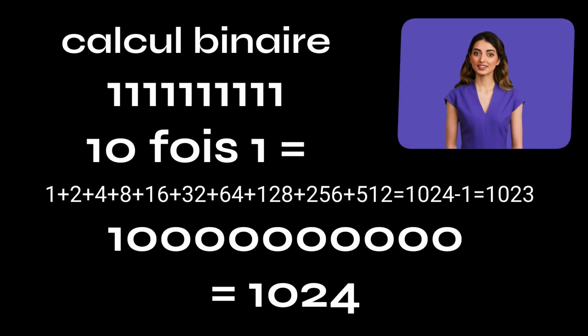A little arithmetic now. In binary calculation, 10 times the number 1 equals 1023. We always start from the right to the left. The first number is 1, then double 2, then double 4, then 8, then 16, etc., up to 512. The total is 1023, which is 1 unit less than the next number. 2 times 512 equals 1024. 1 with 10 zeros in binary equals 1024.